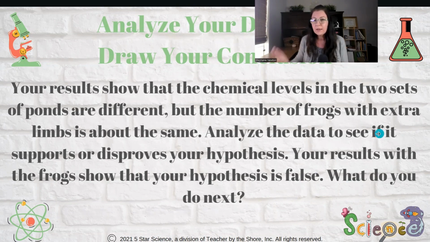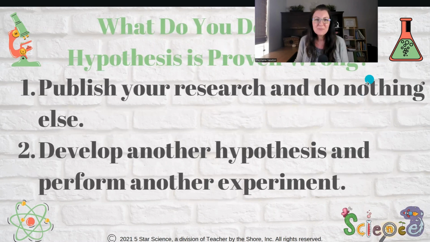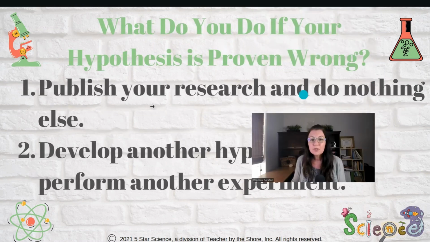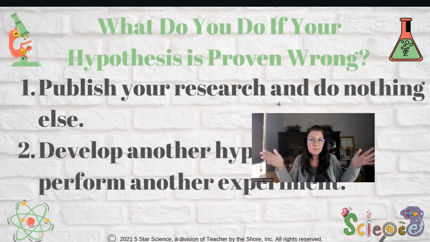Do you just say, it's bad data. I'm going to throw this whole thing in the trash can and I failed. I failed my experiment. No, you do not do that. So what do you do if your hypothesis is proven wrong? You can publish your research if you're a scientist and you're actually going to write this into a big, professional lab report. You're going to publish your research and that's it. You're done. And we'll come back to that.